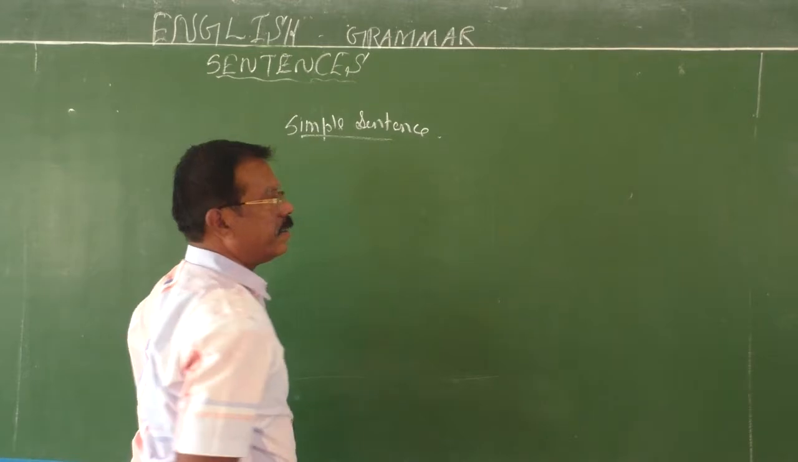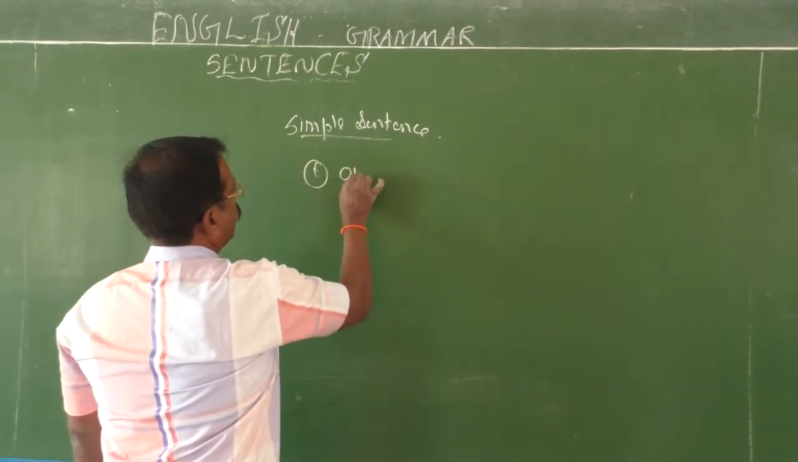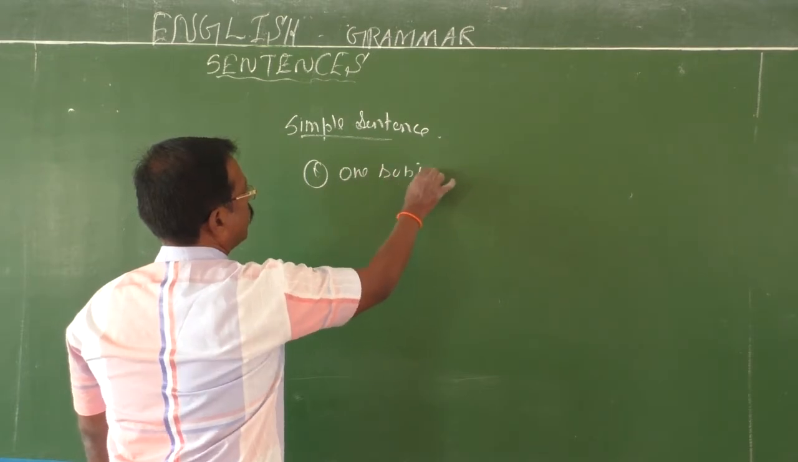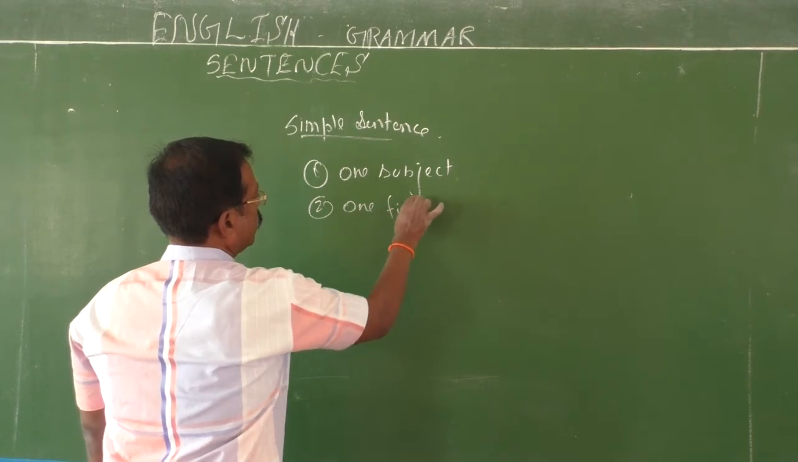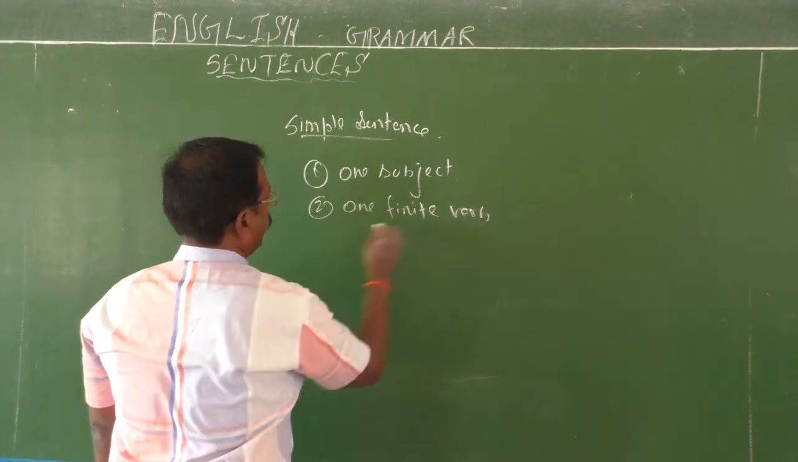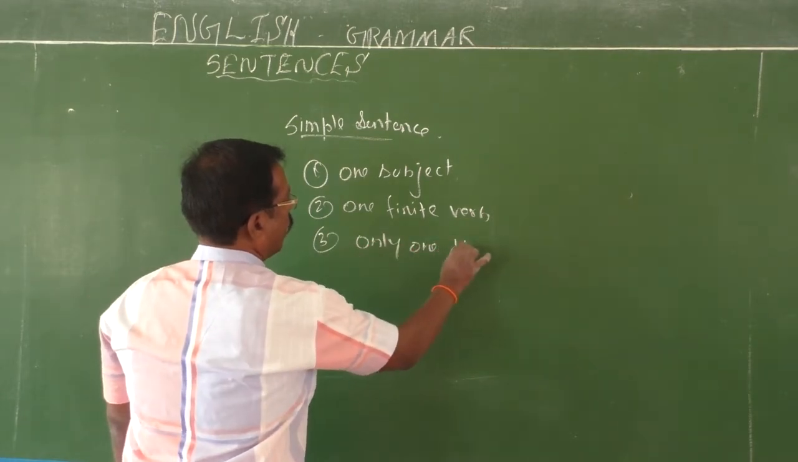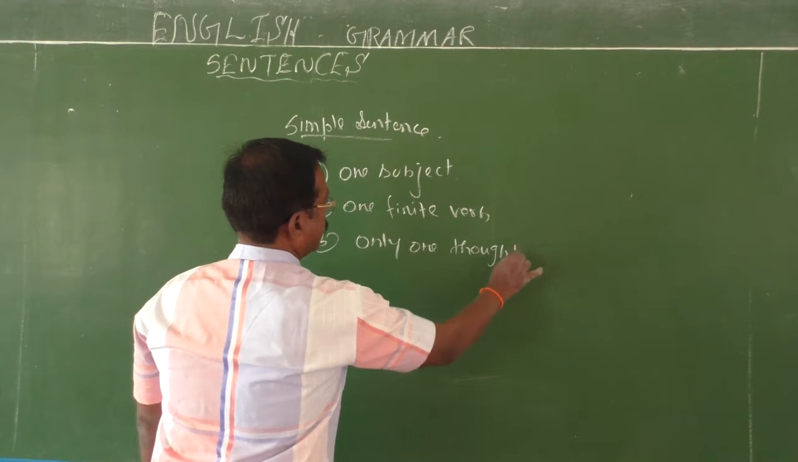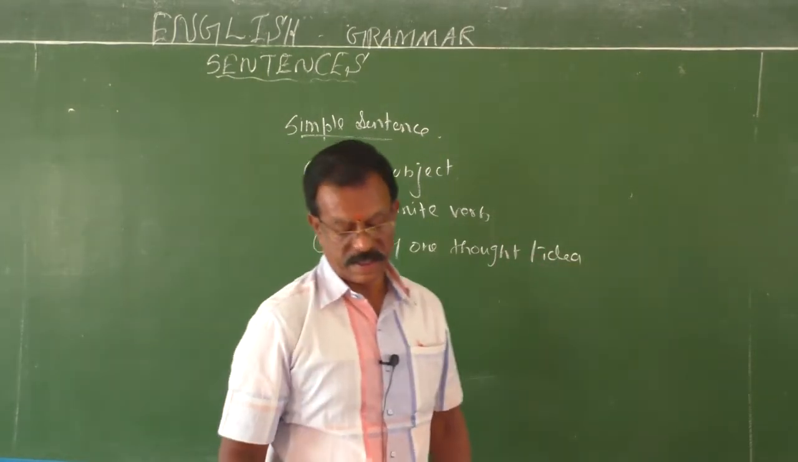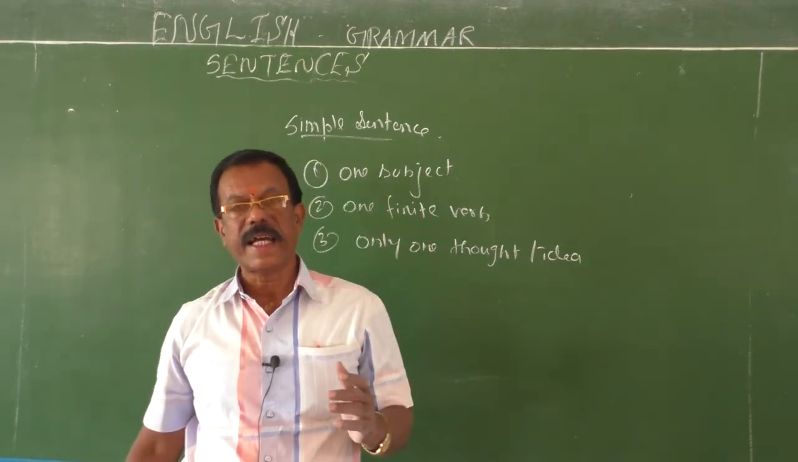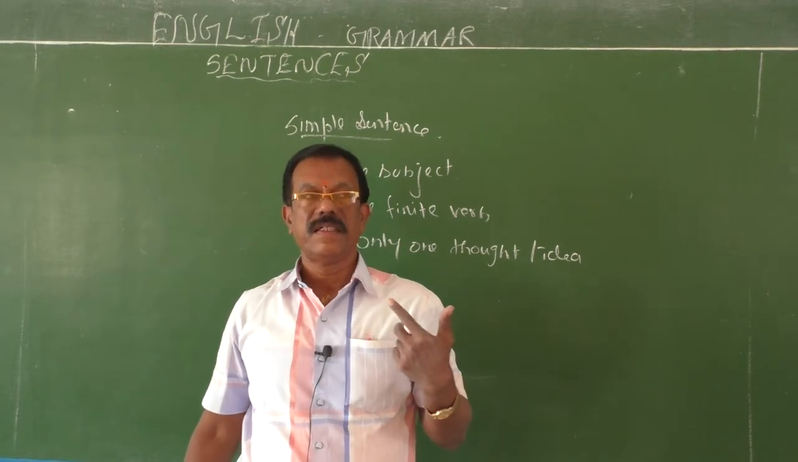A simple sentence is a kind of sentence which consists of one subject, one finite verb, and only one thought or idea. It has only one independent clause. That is the structure of a simple sentence.